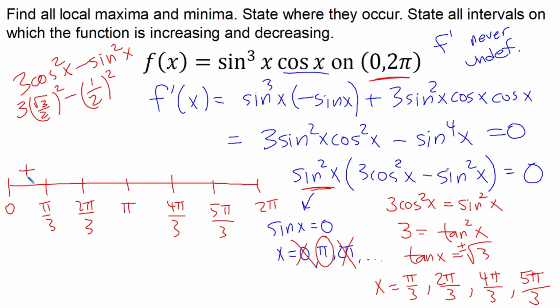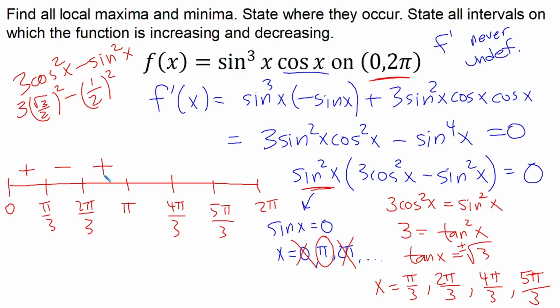If I plug in something between pi over 3 and 2 pi over 3, let's say something like pi over 2, right? Well, we know that the cosine of pi over 2 is 0. So this is just 0 minus the sine of pi over 2 squared. That's a negative value. I'm not going to go through the arithmetic for all of them. We're just going to see that it's going to switch for all these values in the first and second quadrant. Like that one's going to be a positive value.